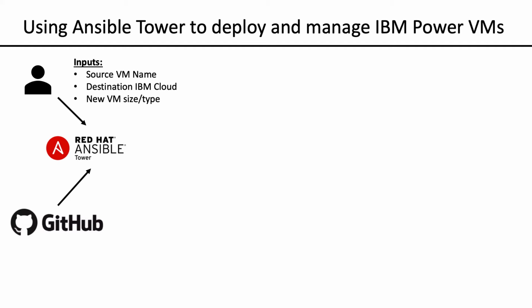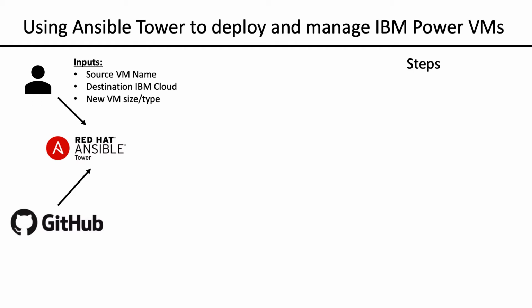So the steps that I will be showing: we have a Red Hat Ansible Tower server, which is gathering its playbooks from GitHub. The user, when they fire off the playbook, will be asked for the source VM, so the on-premise VM that they wish to clone, which IBM Cloud they wish to clone it to, and the size and the type of VM that they want to use within that IBM Cloud.